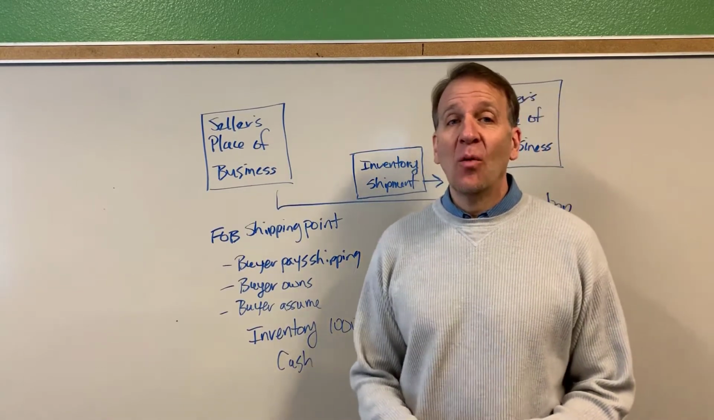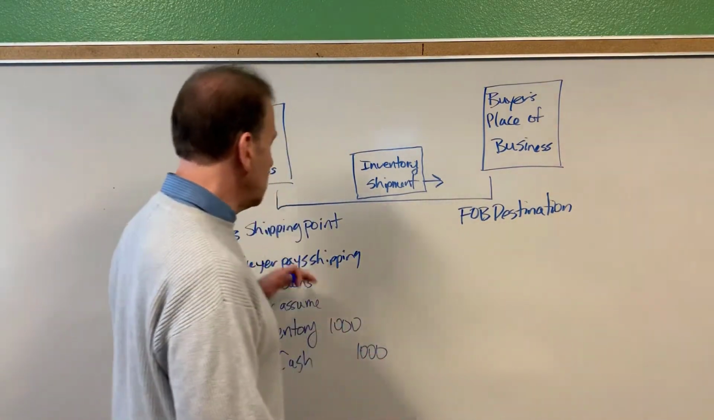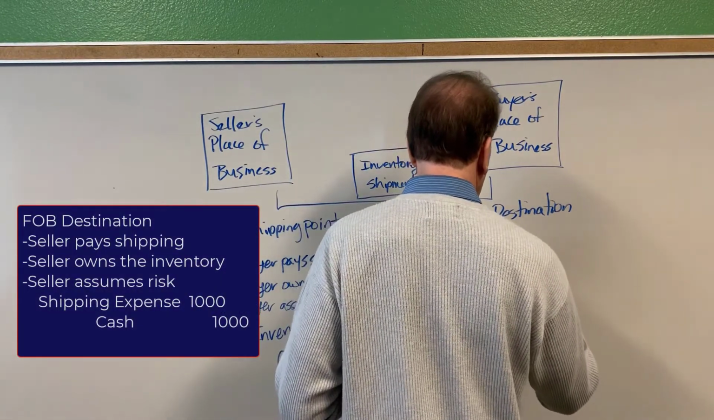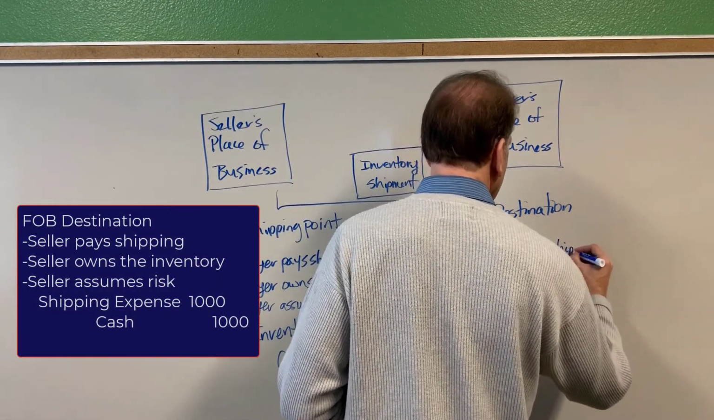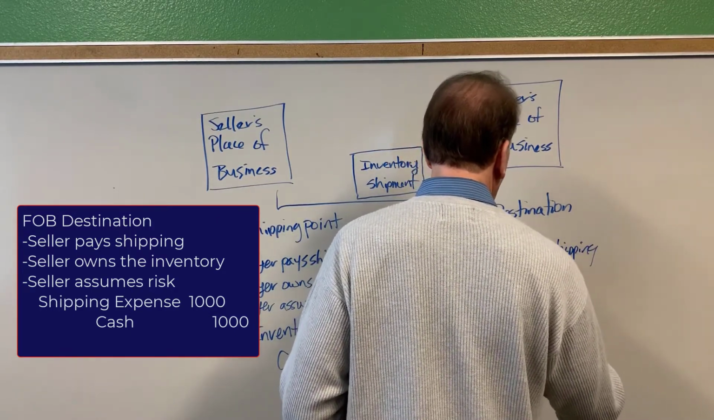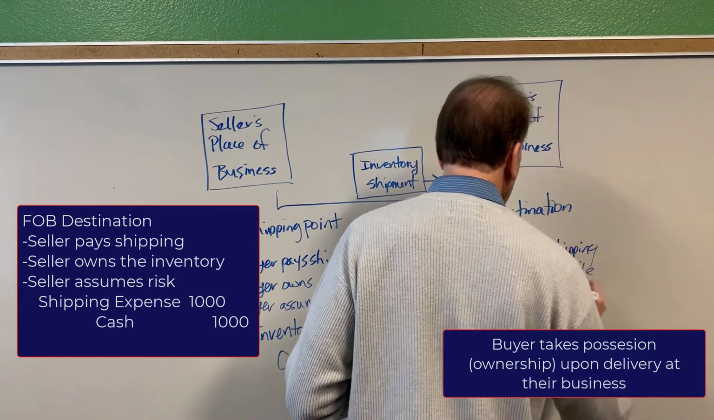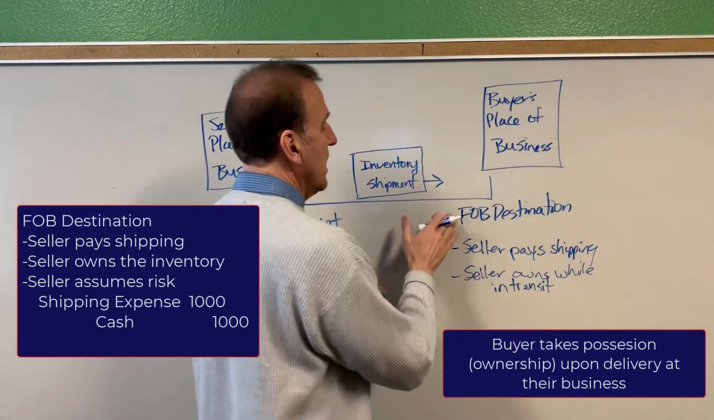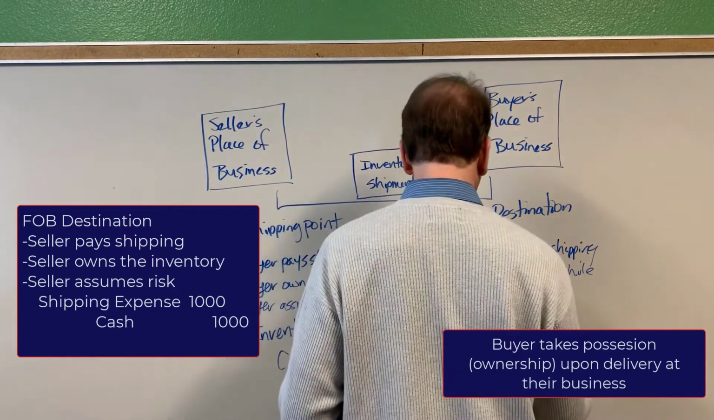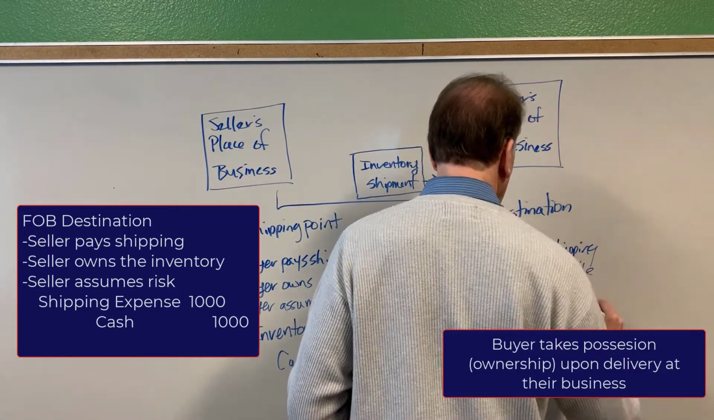Now, let's take a look at what happens if this is FOB destination. If this is shipped FOB destination, then this stuff here is kind of the opposite. What's happening is the seller pays the shipping. The seller owns it while in transit. Transit just means while it's being shipped. Okay, so it's in transit right here. So if it's FOB destination, the seller's paid the shipping, the seller owns it, and the seller assumes all risk. So they want to make sure that they have it properly insured.